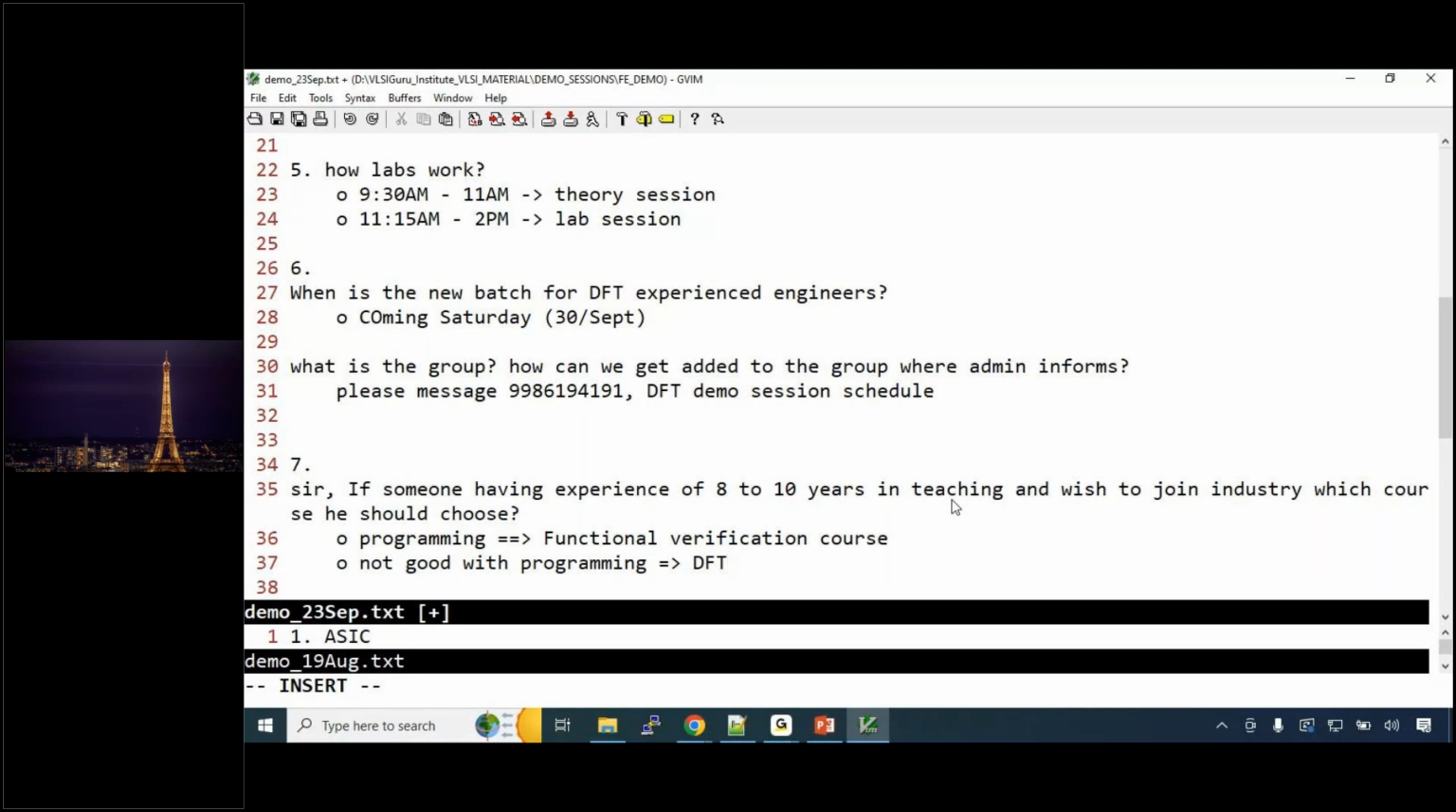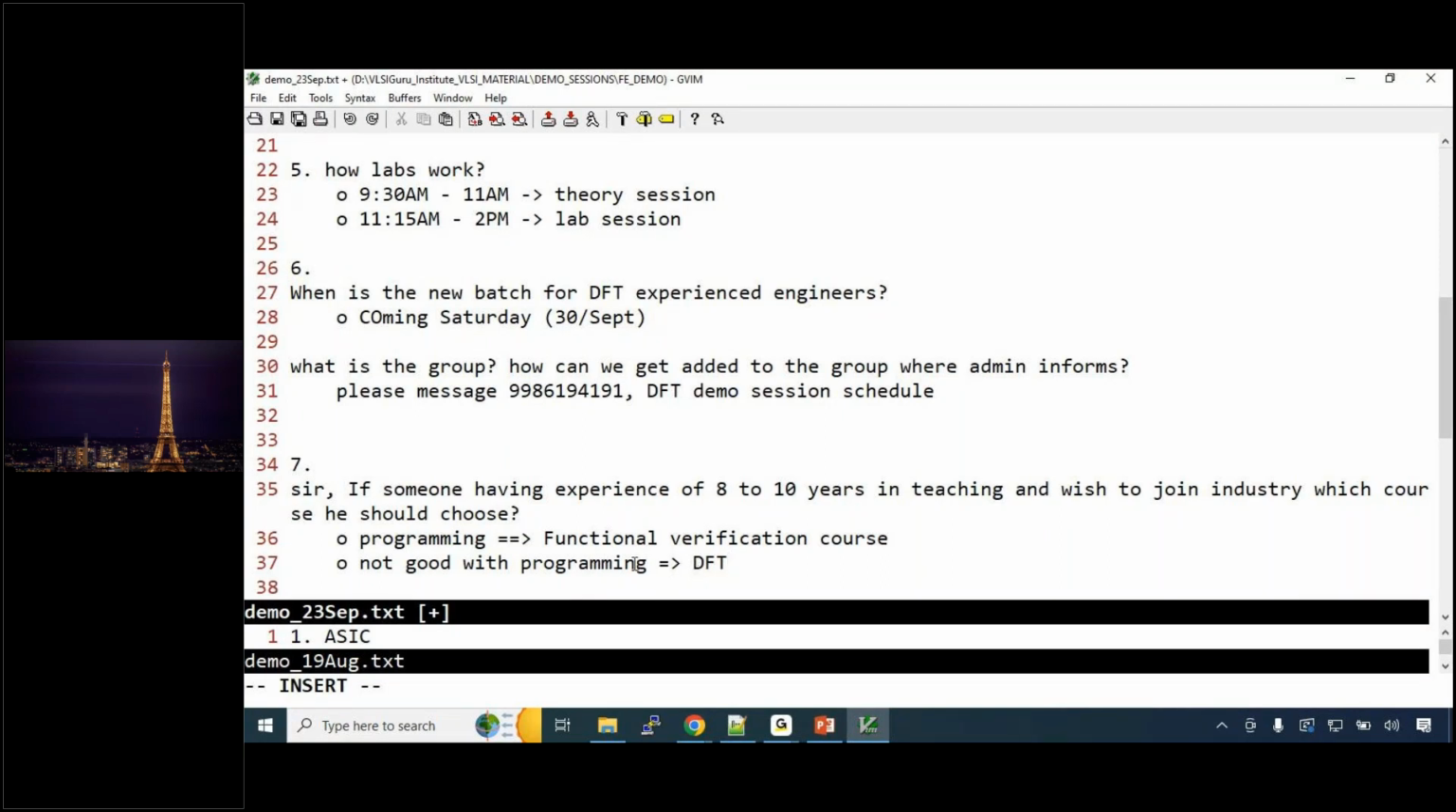So if someone doesn't like programming and has some gap in education, they can go for DFT. Now, does it mean I'm telling you 100% you will get a job in DFT? There is no 100% anywhere. 100% comes when you put in the effort. A student joins the course, learns the subject in the right way, then that guarantee comes. Just enrolling for a course doesn't give any guarantee. So this way you can choose.